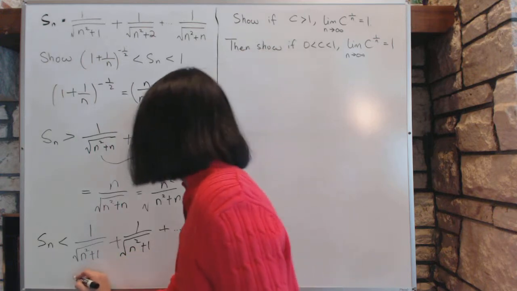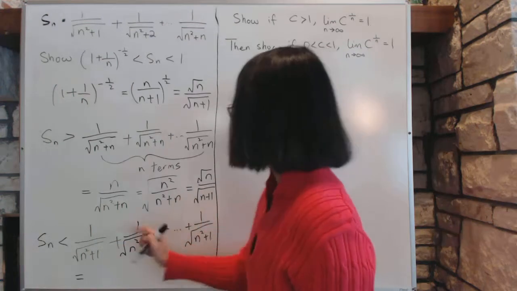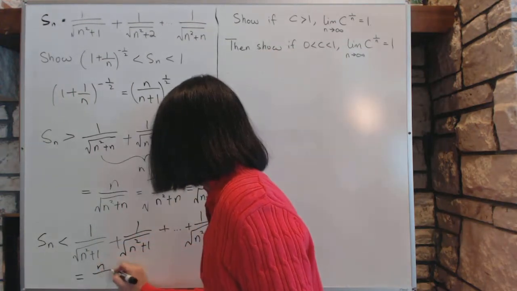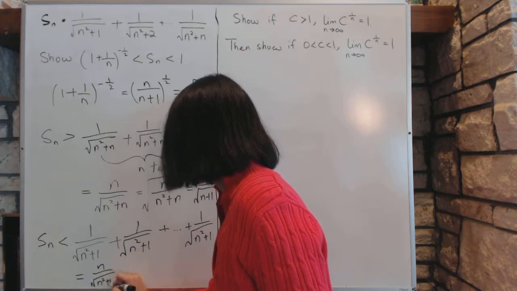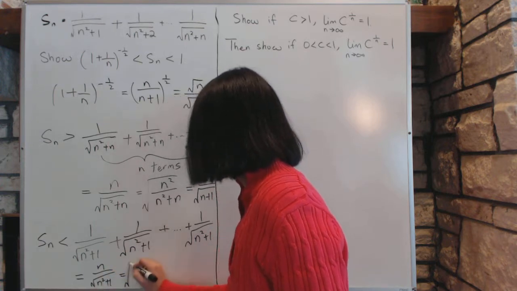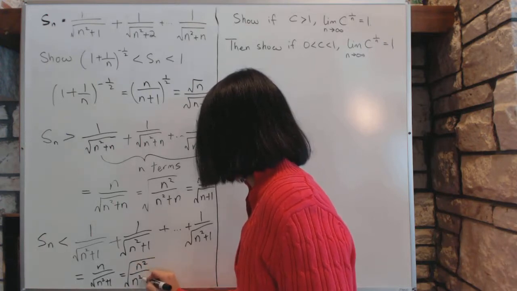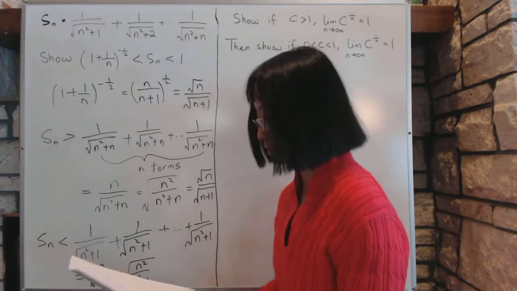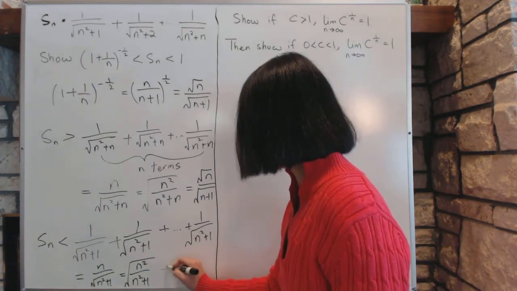And this is, of course, equal to, so there are n things here, n over the square root of n squared plus 1. And that is equal to n squared over n squared plus 1 under the root. And what is that? This fraction will go to 1.